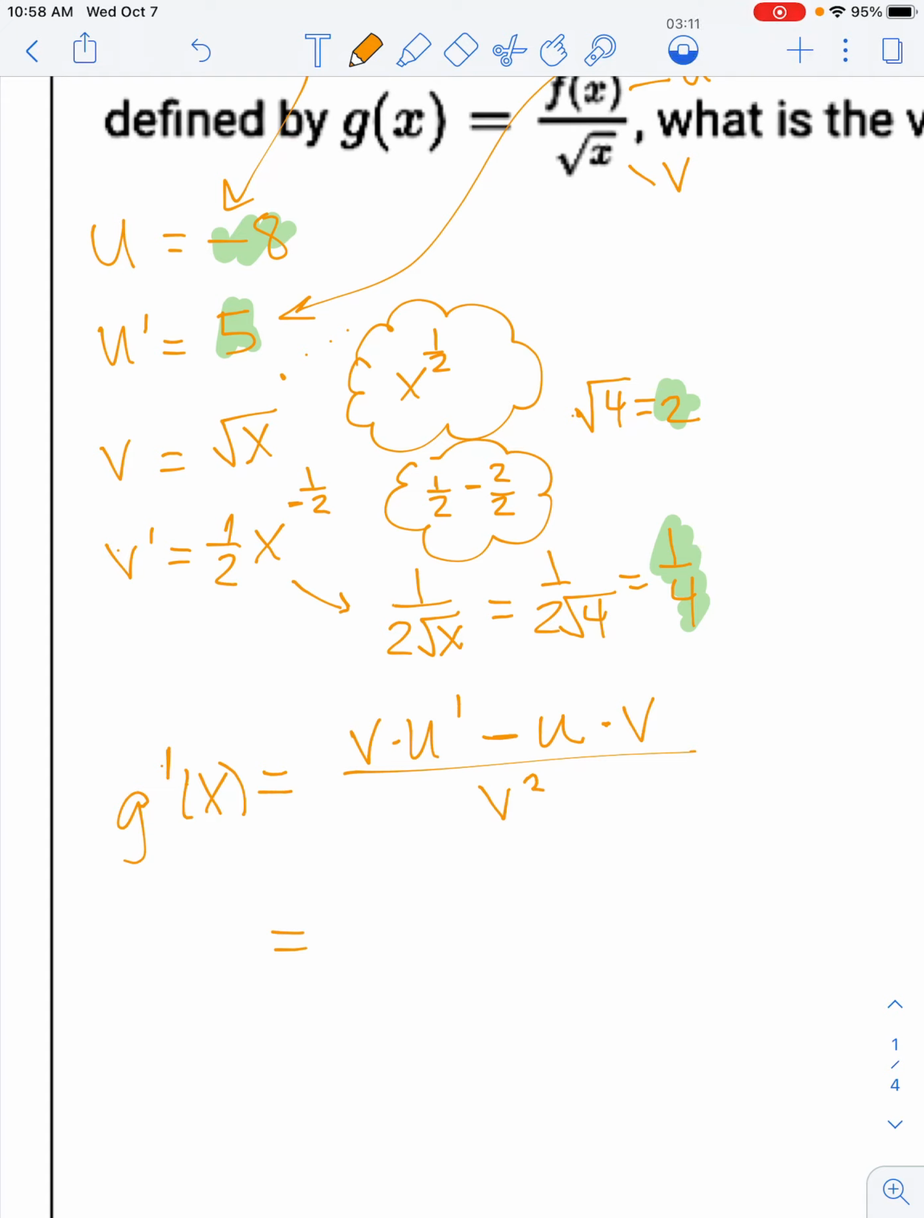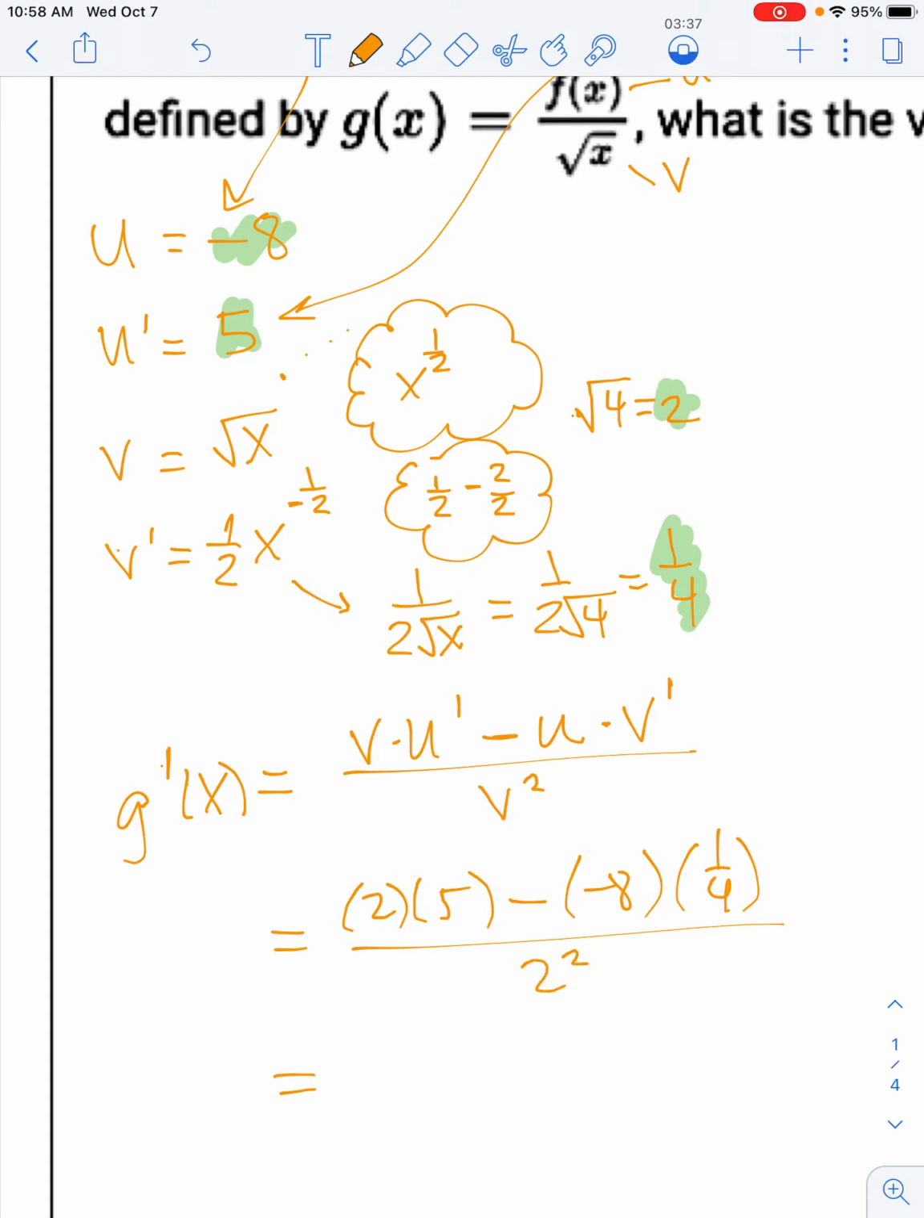So I know v is 2 and u prime is 5. Got a minus sign there. U is -8, and v prime. Low d high minus high d low. Whoops, I forgot my prime up there. Sorry about that. V prime is 1/4, and that's all over v squared, which is 2 squared.